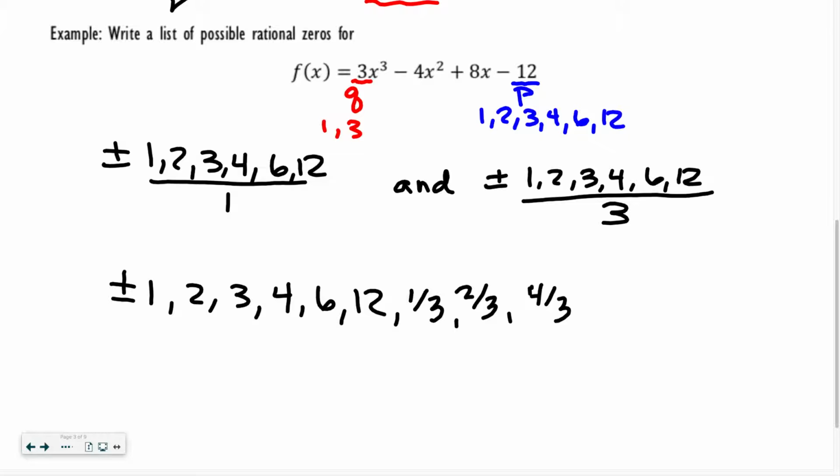But that's better than not having any idea and checking anything from negative infinity to positive infinity and looking for 0 remainders. If a rational zero exists, it will be on this list. No other rational zeros are allowed. They have to be on this list.